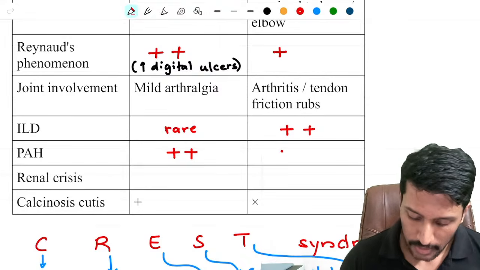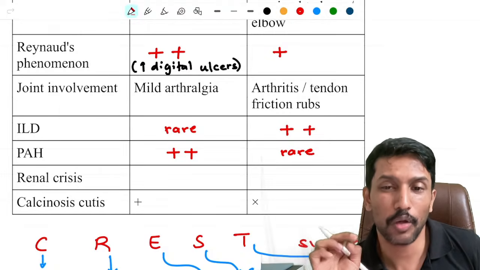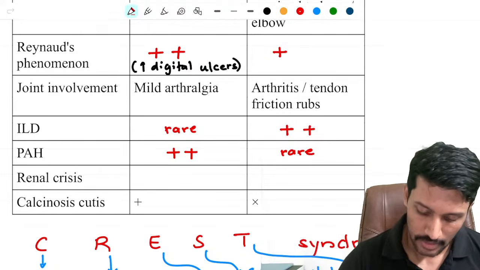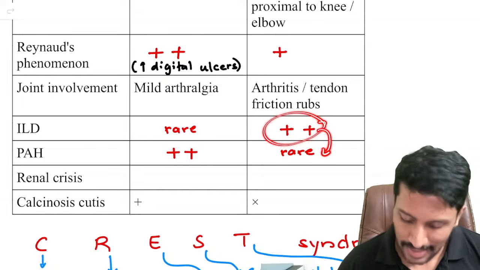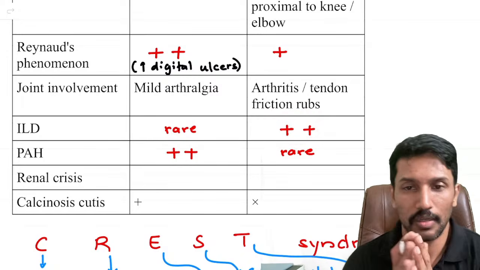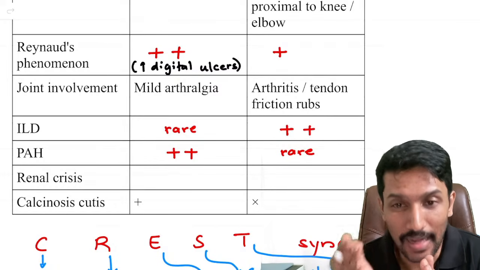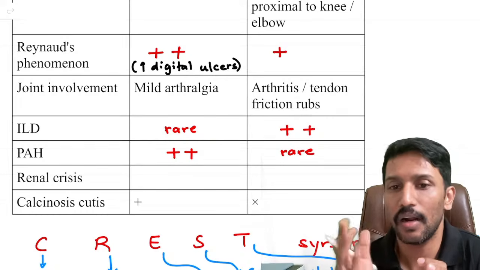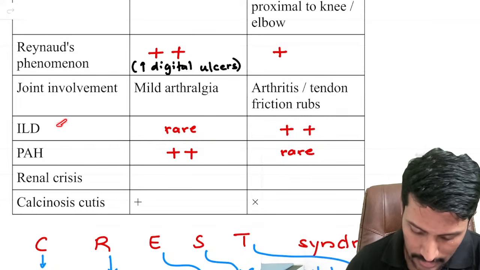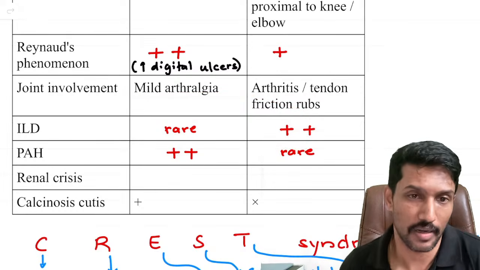It is rare in diffuse cutaneous. It can occur, but it is not pulmonary arterial hypertension. It is pulmonary hypertension due to ILD. These patients are prone to ILD. That can lead to pulmonary hypertension, but we won't call it pulmonary arterial hypertension. Pulmonary arterial hypertension is pulmonary hypertension in the absence of lung and heart diseases. Here, lung disease has resulted in pulmonary hypertension, so it is not called pulmonary arterial hypertension.